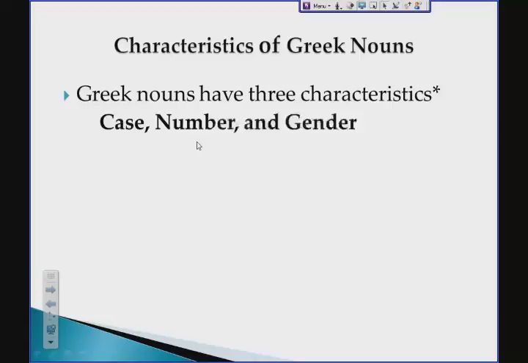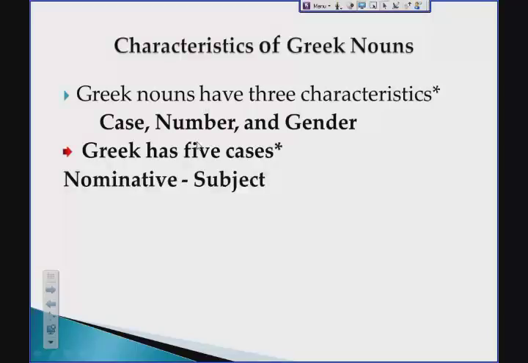So when we talk about the three characteristics of Greek nouns, we talk about case, number, and gender. In terms of gender, we're talking masculine, feminine, and neuter. In terms of number, we're talking singular or plural, enkelvoud or meervoud in Afrikaans. And when we talk about case, we have five cases: nominative, genitive, dative, vocative, and accusative. Nominative shows and points out the subject of the sentence.